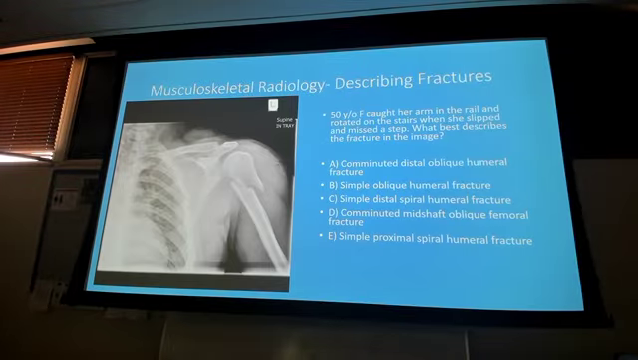Alright, so let's do a praxis. I've got a 50-year-old female who caught her arm in the rail and rotated on the stairs when she slipped and missed a step. What best describes the fracture in the image? Okay, let's first go through. We have 5 choices. The first word on all of them.